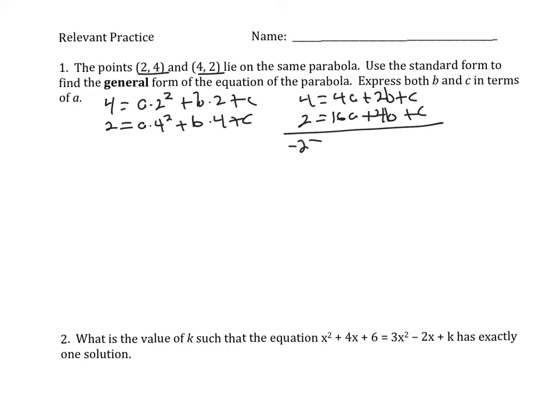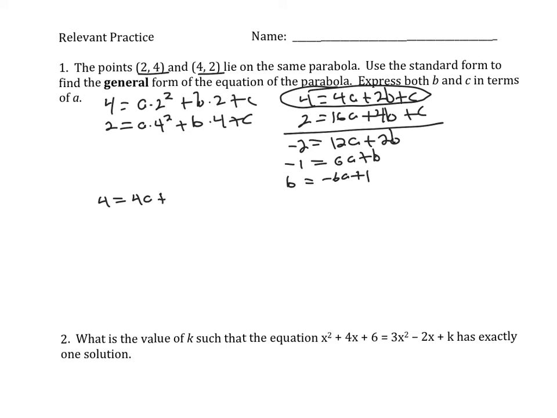to get negative 2 is equal to 12a plus 2b, which means that negative 1 is equal to 6a plus b, which means that b is equal to negative 6a minus 1. Now we'll go back and substitute in for b in this equation, and we'll now have 4 is equal to 4a plus 2 times b, which we now will replace with negative 6a minus 1.